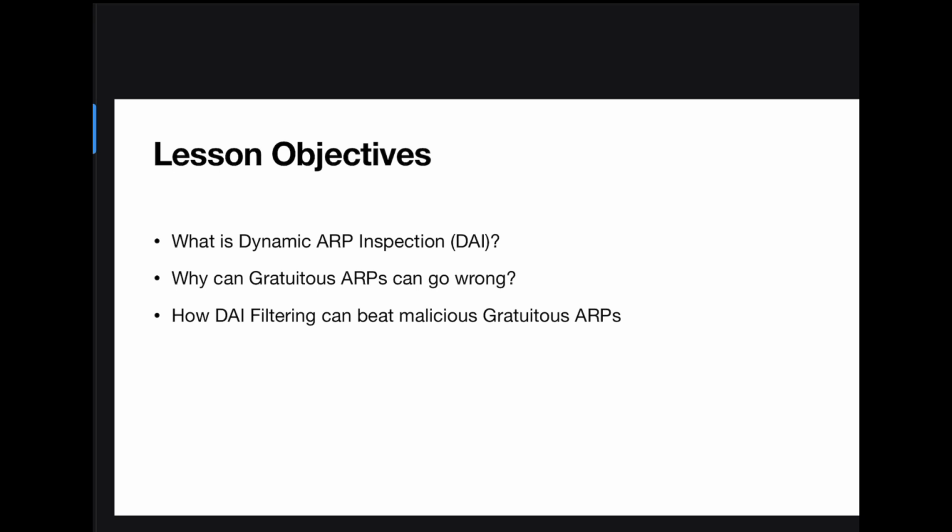So that being said, lesson objectives. Firstly, you need to understand what dynamic ARP inspection, DAI, is about. Why do we use this? And then, why can gratuitous ARPs go wrong? I'll explain what a gratuitous ARP is and why it can go wrong. And then finally, how does DAI filtering beat gratuitous ARPs when they go wrong? And with the malicious gratuitous ARPs, how can DAI filtering help us in this case?